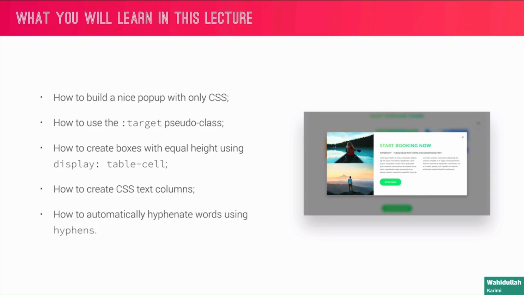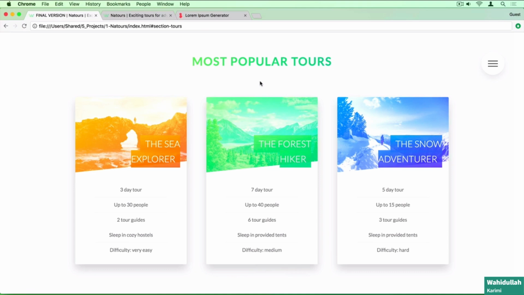Plus, I want to give you some tools for text formatting, like creating column layouts and automatic hyphenation of words using the new hyphens property. Let's start by taking a detailed look at how this pop-up actually works.